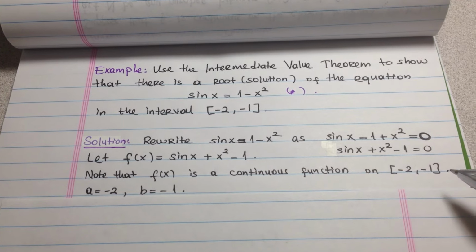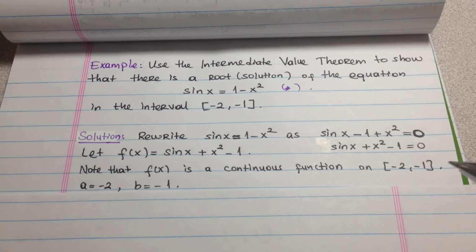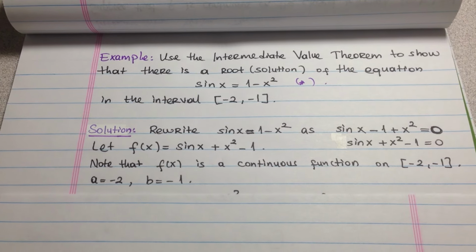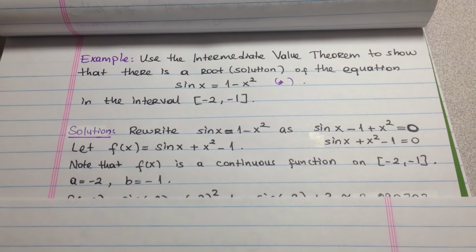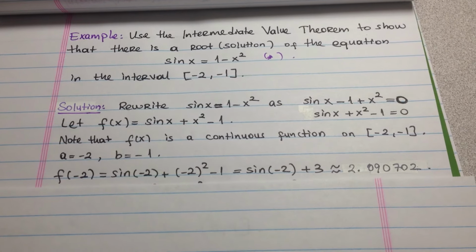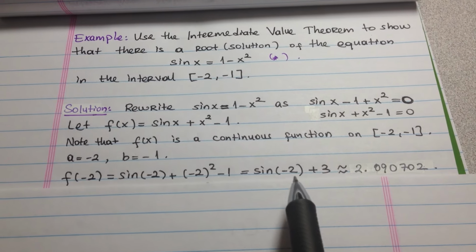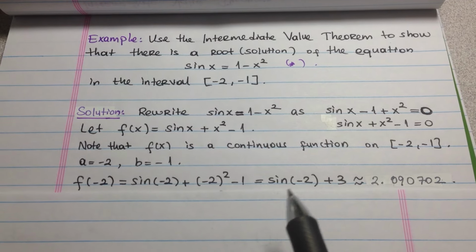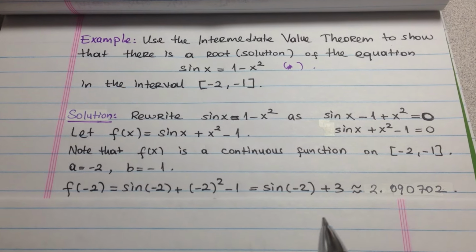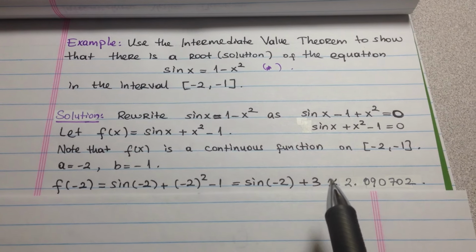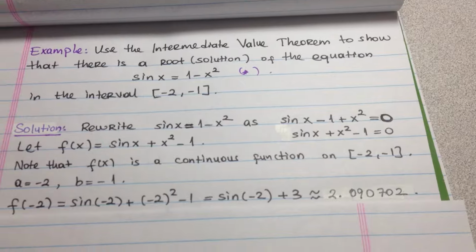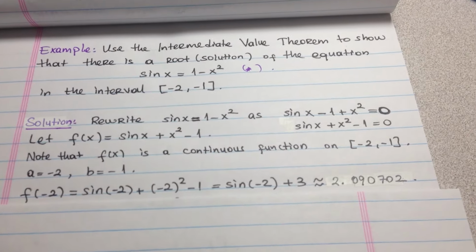This has to be in your work. Okay, f of x is a continuous function on -2 to -1. And take a to be -2 and b to be -1. And what is f of -2? F of -2 is sine of -2 plus 3. And if you use your calculator, or you can even use your smartphone if you have one, to approximately find this number, that number is 2.090702.